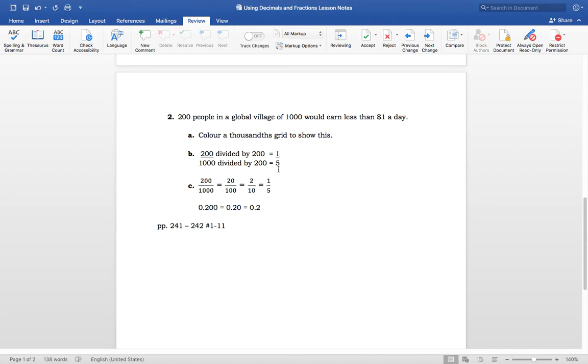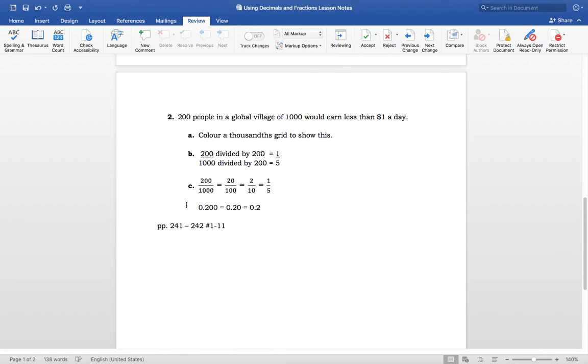Part C asks, write 4 equivalent decimals and fractions to represent the colored area on my grid. Well, I already know that the grid shows 200 out of 1,000, so there's one of my fractions. But if I drop both the zeros here, I could get 20 out of 100, which is equivalent. I could drop another 2 zeros to get 2 over 10. And then I already have my 1 over 5 that I used from the previous question. So this is 200 thousandths, 20 hundredths, 2 tenths, and 1/5.